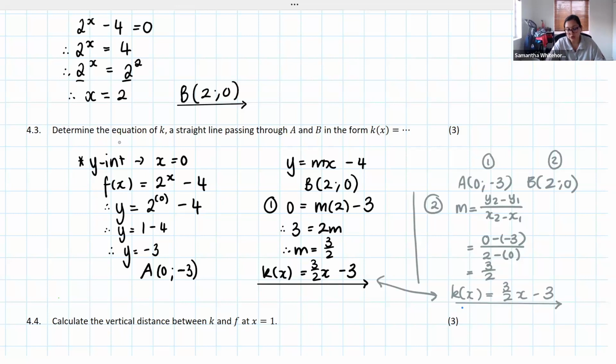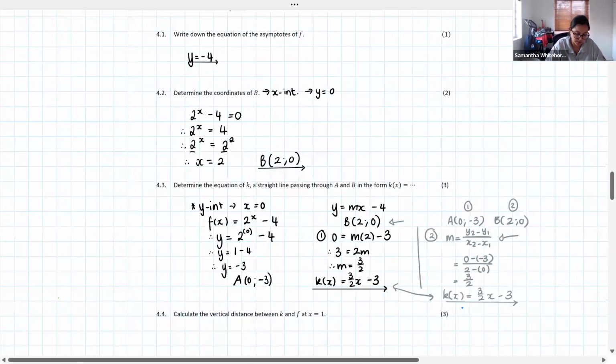So whether you choose to use your gradient formula, or whether you choose to substitute in the point that you know and solve for m, it makes absolutely no difference. It is completely up to you how you choose to do it. Either way, we get the equation of k of x. It's a straight line, and as you can see, both are the same. You get the same answer.